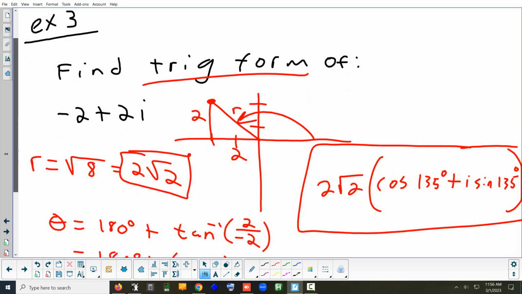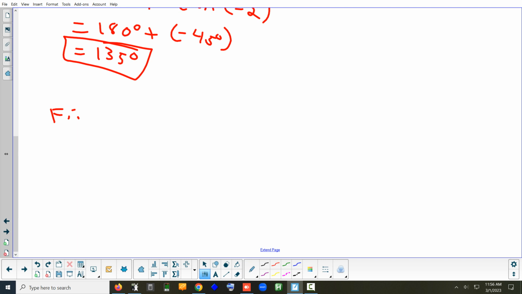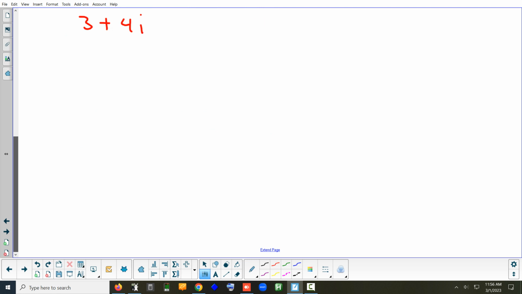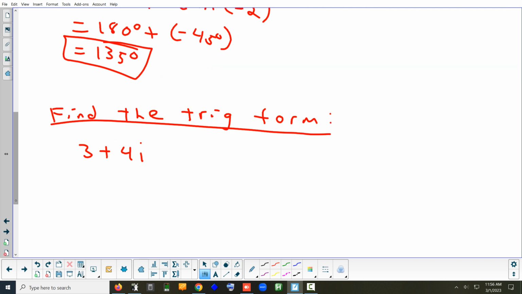Let's just do another one of those. Find the trig form. Let's do 3 plus 4i. Okay, you don't really need to draw it if you don't want to. There's really not a lot to draw. As long as you can visualize what quadrant this is in, that's what you need to know.